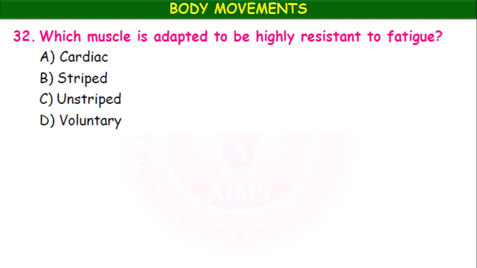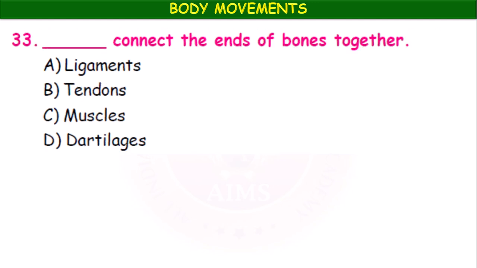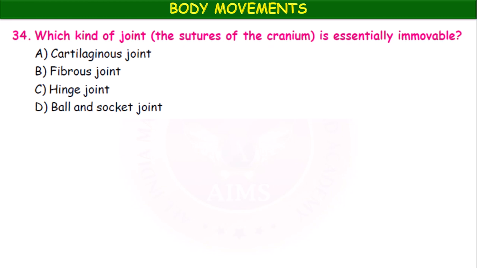So, which muscle is adapted to be highly resistant to fatigue? Cardiac muscle, striped muscle, unstriped muscle, voluntary muscle. It is the cardiac muscle which works continuously without fatigue from birth to death. The dash connects the ends of bones together: ligaments, tendons, muscles, cartilages. Okay. So, it is the ligament which connects the ends of the two bones, or two bones bind each other by ligaments, the fibrous structure.